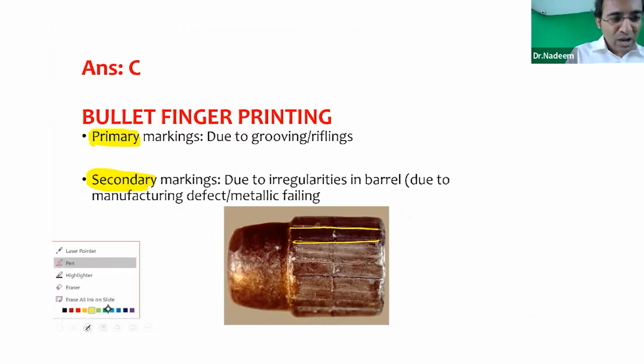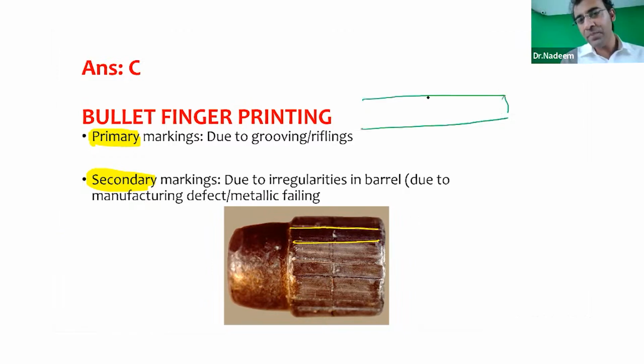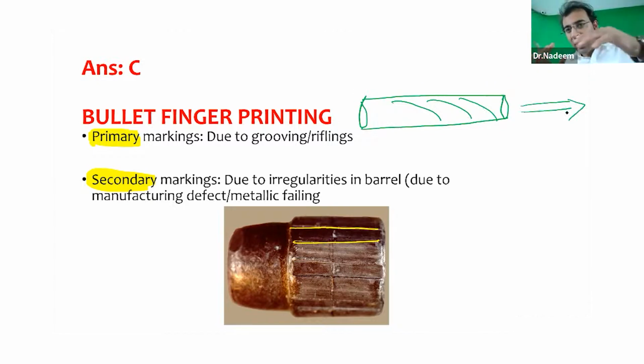Please understand that whenever you fire a firearm, this is the barrel of a gun. Because of the rifling, because of the grooving, when the bullet goes out like this, an imprinting pattern is left on the bullet. Because of the rifling, these markings are called primary markings. Easy to understand.